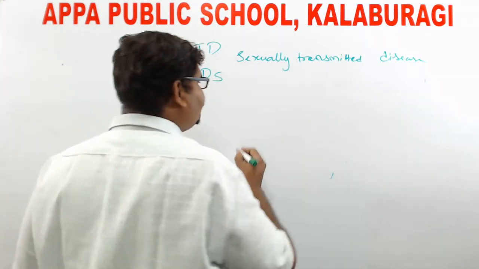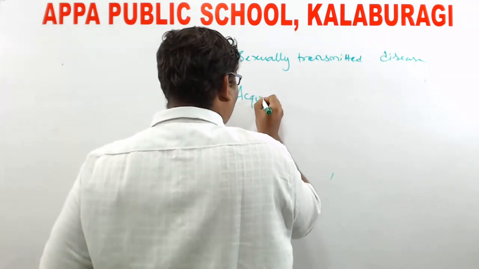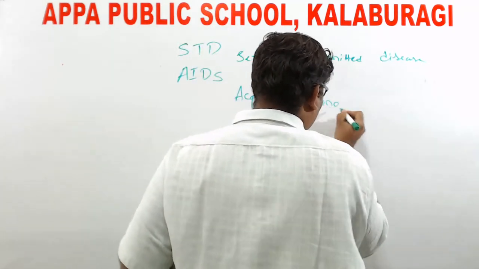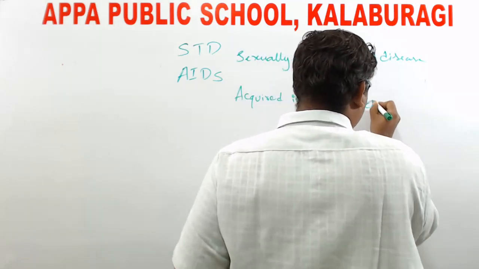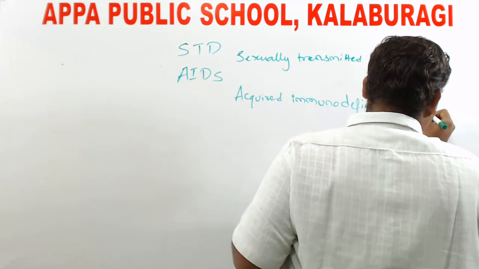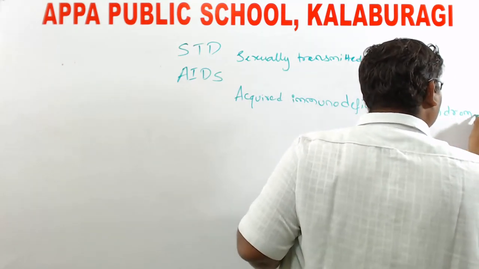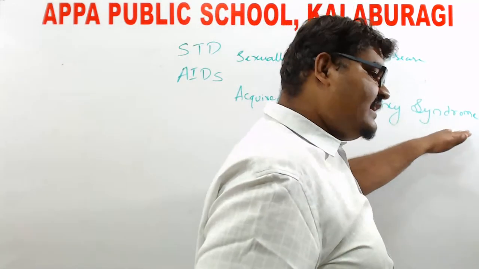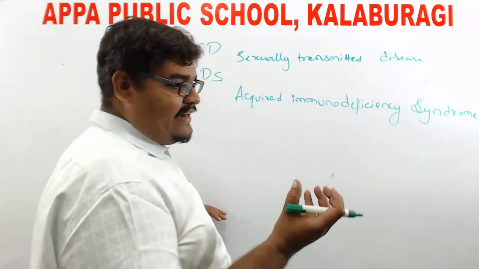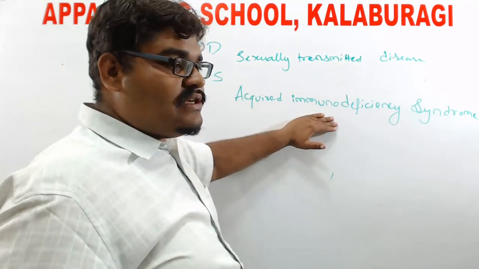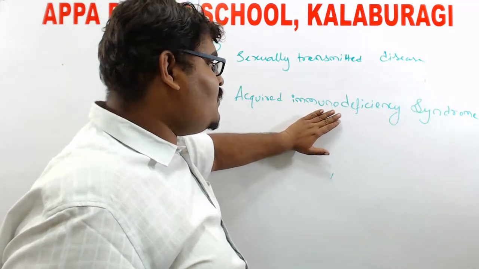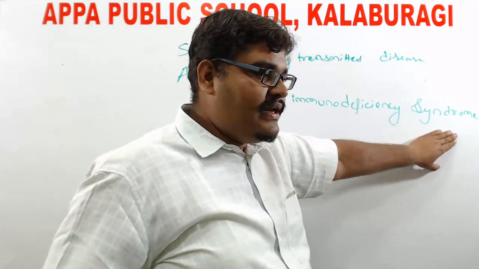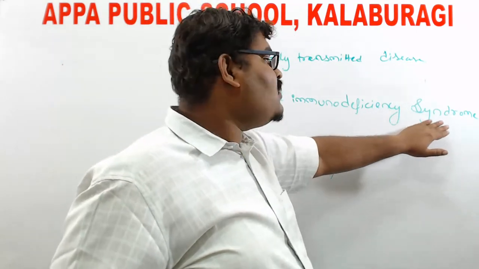AIDS stands for acquired immunodeficiency syndrome. Acquired means gained, immuno means it is going to cause a deficit in the immunity. Syndrome is usually a group of diseases.